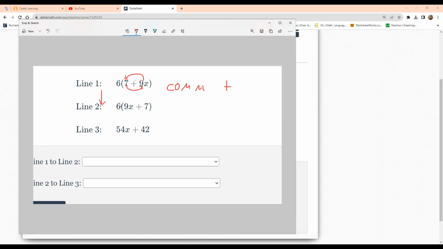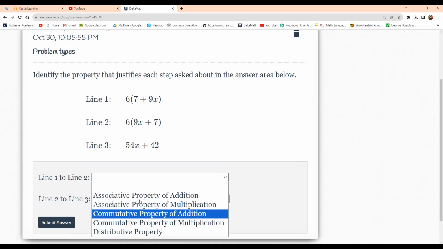And then again, we use the distributive property. So 6 times 9 is 54. 6 times 7 is 42. So this is basically the same as the last one. Commutative property of addition, and then the distributive property.